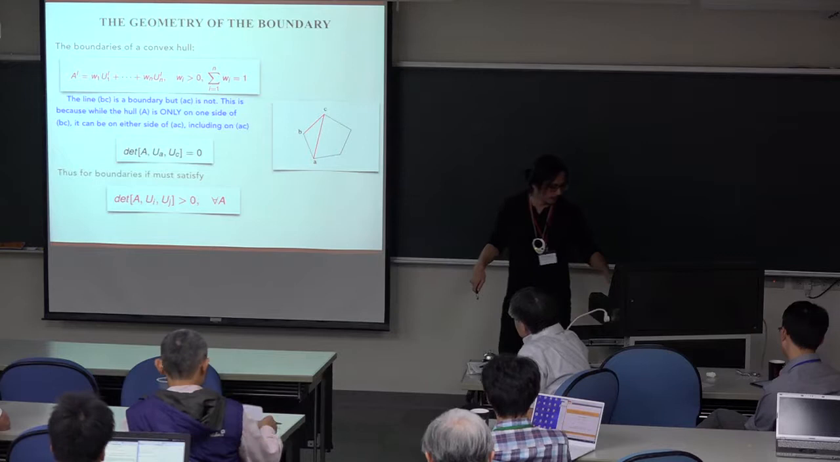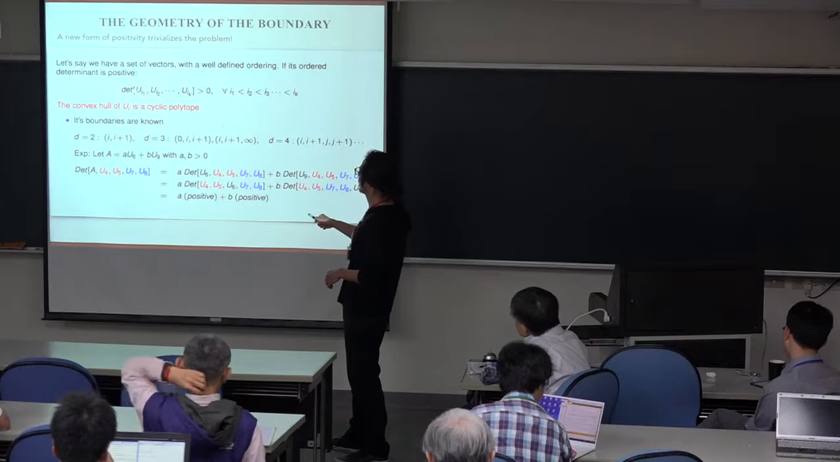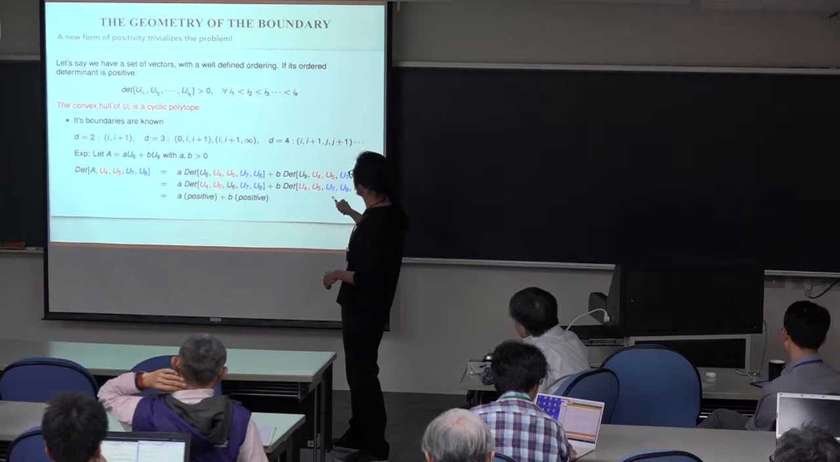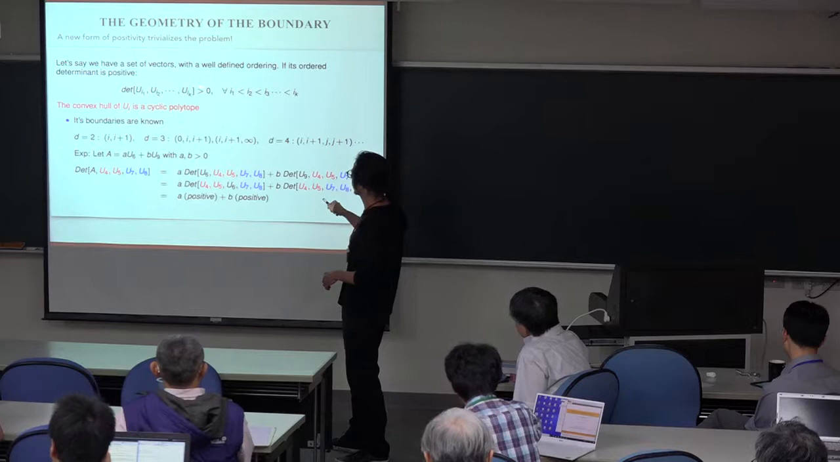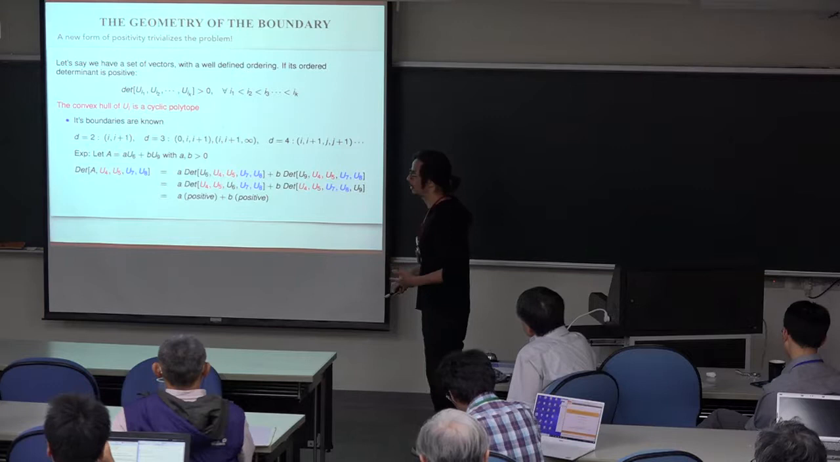So why does a cyclic polytope already tell you what the boundary is? Remember, as I mentioned, if you have a bunch of vectors and they're ordered, here I is just the conformal dimension, for some ordering, if the determinant is always bigger than zero, mathematically this is what they call a cyclic polytope, and you know what the boundary is. The boundary is just comprised of vertices which come in pairs.